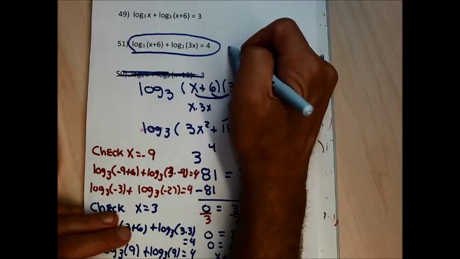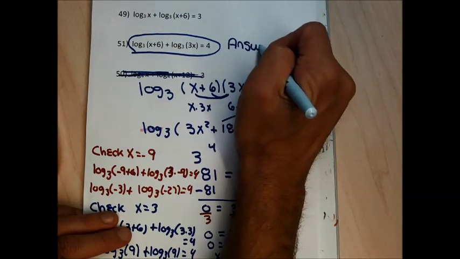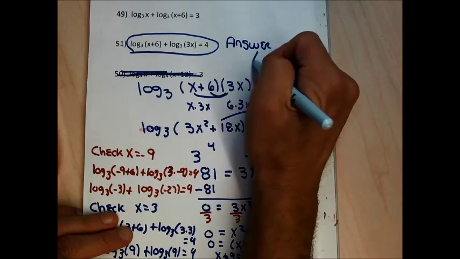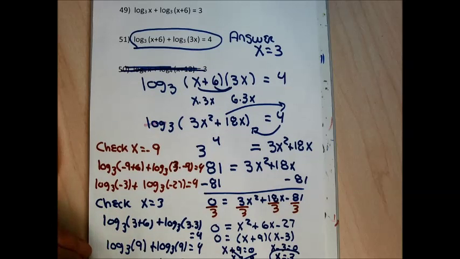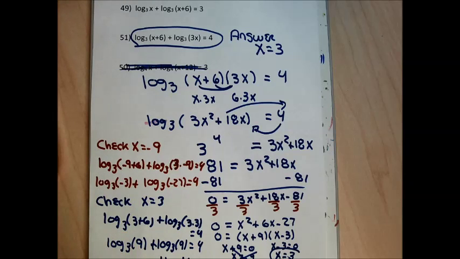So for problem 51, the only answer that I should choose is the one that checks, which is x equal to 3. Alright, so I'm going to stop the video here, and we'll move on and have 3 sections left. I think they're all word problems, but not the worst word problems ever.